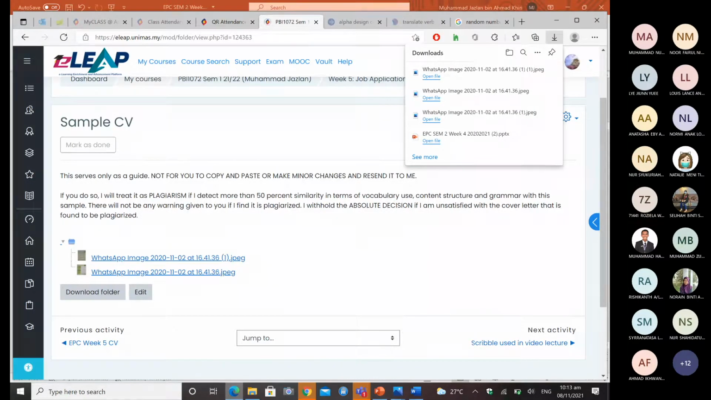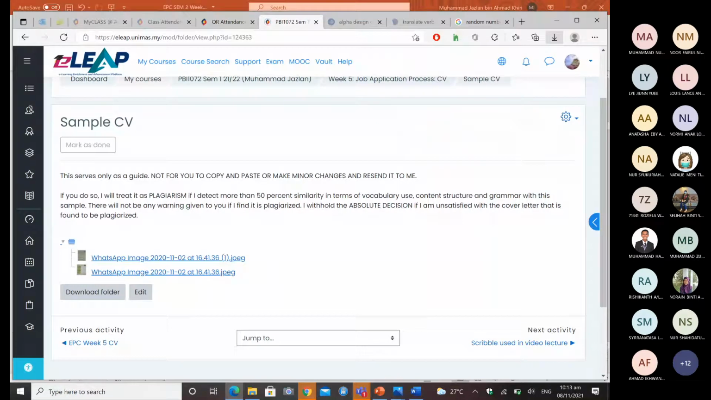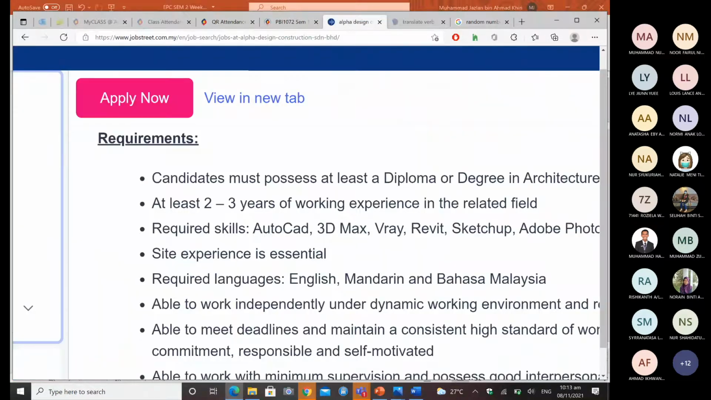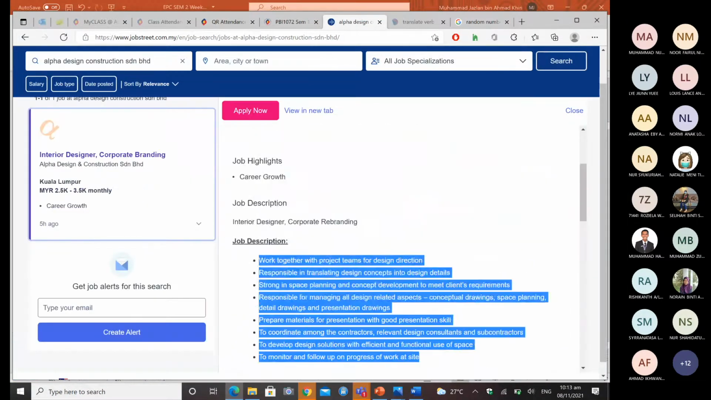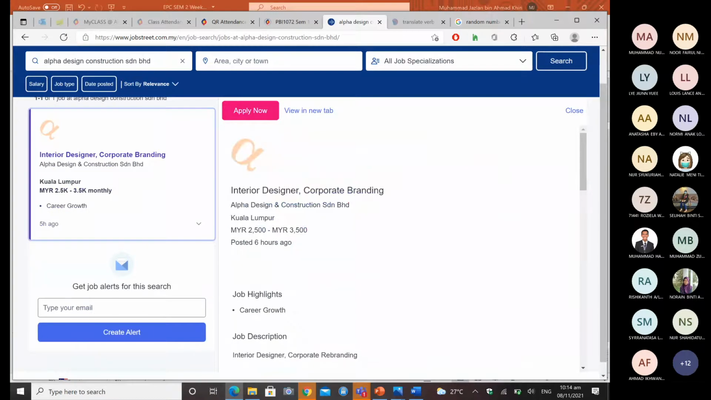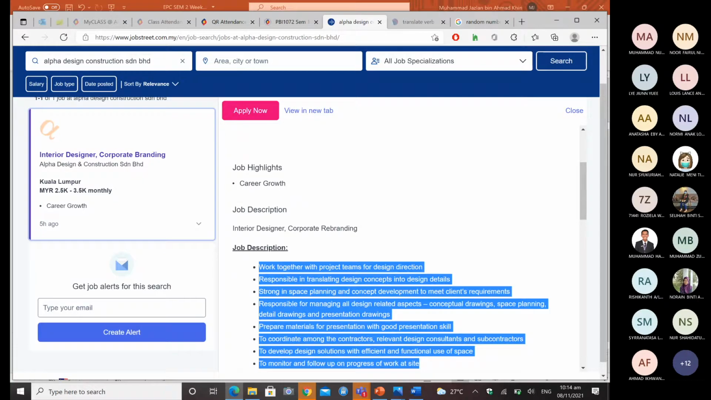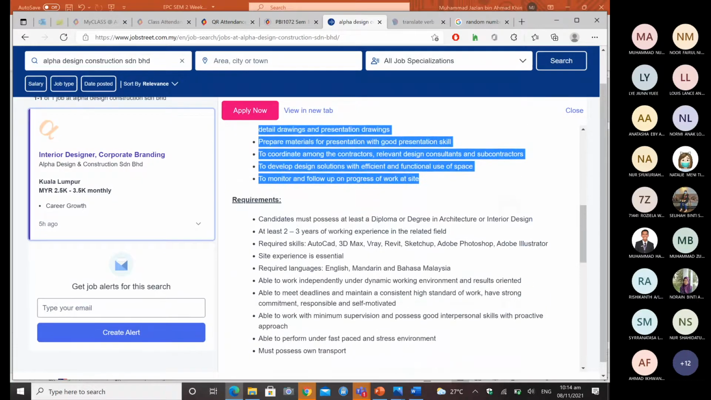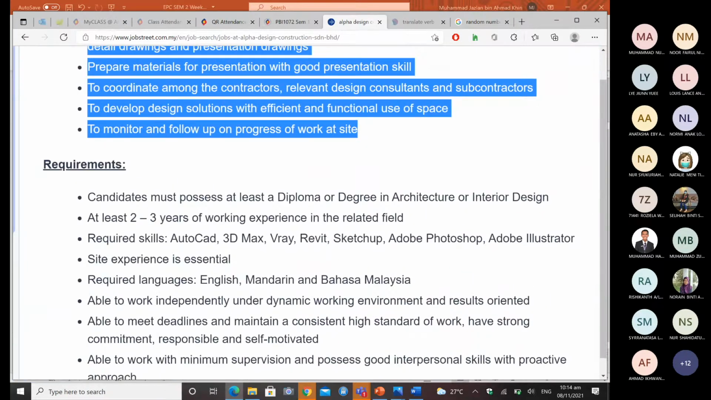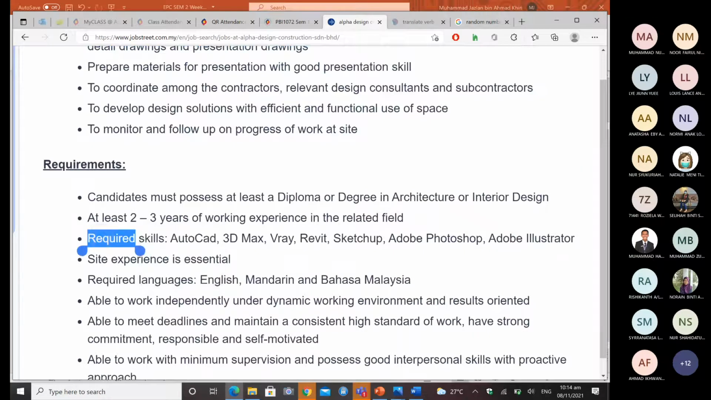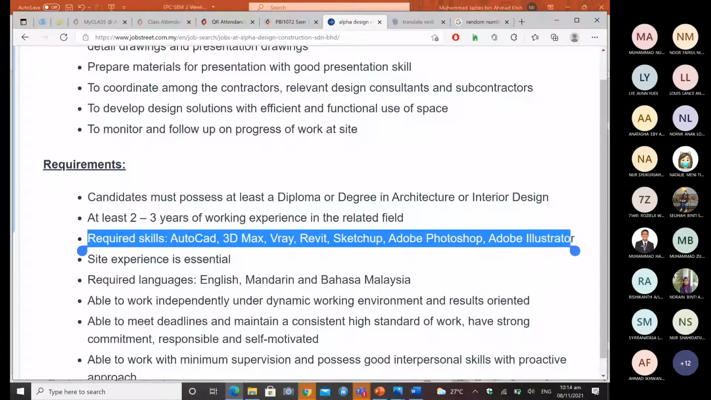For example, if you want to apply for a job as an interior designer at Alpha Design and Construction Sendirian Berhad, take a look at the job requirement. And one of the important skills here is to use AutoCAD, 3D Max, V-Ray, Revit, and so on. These are the kind of information you need to include in the CV.